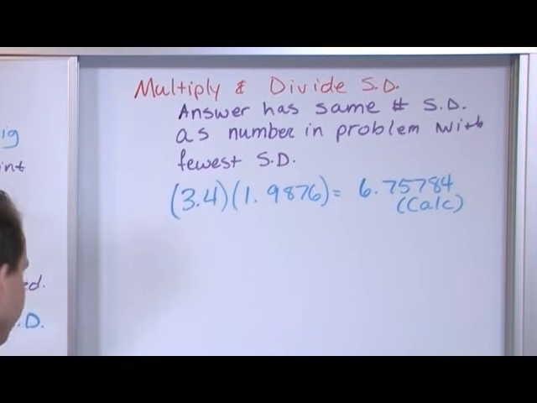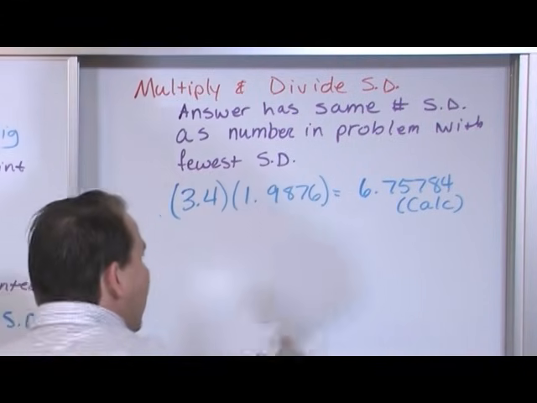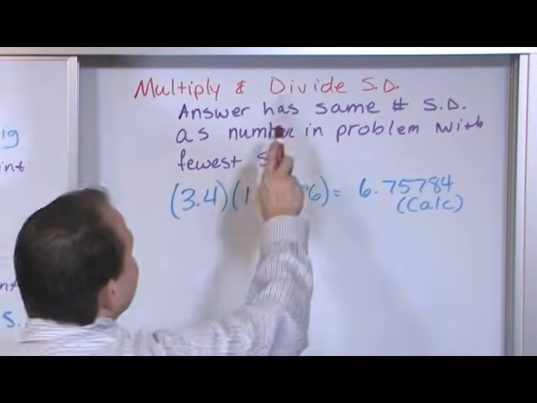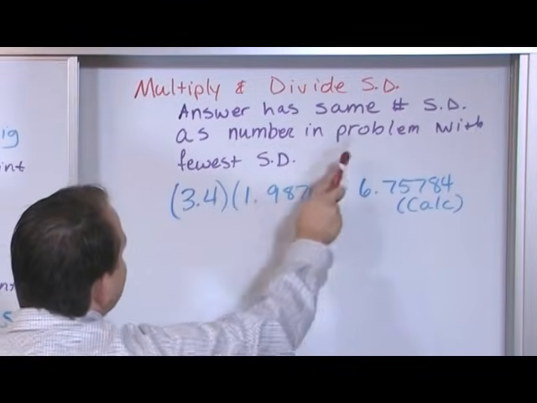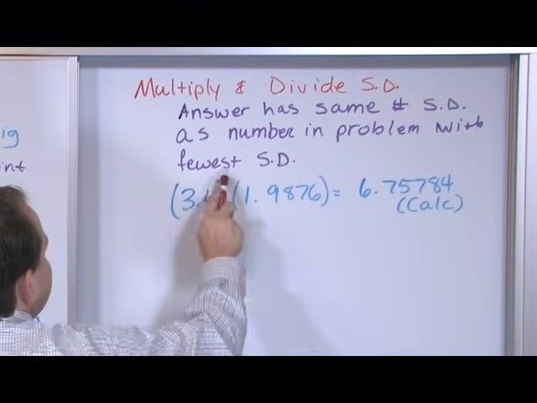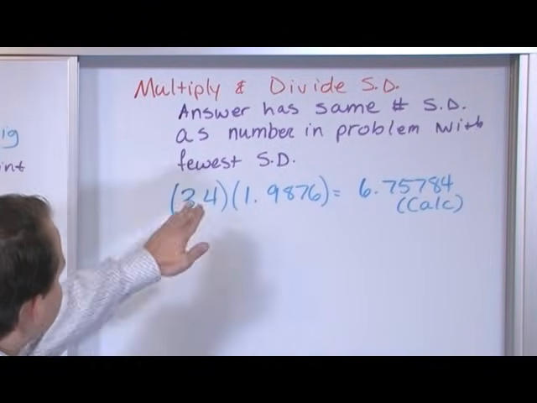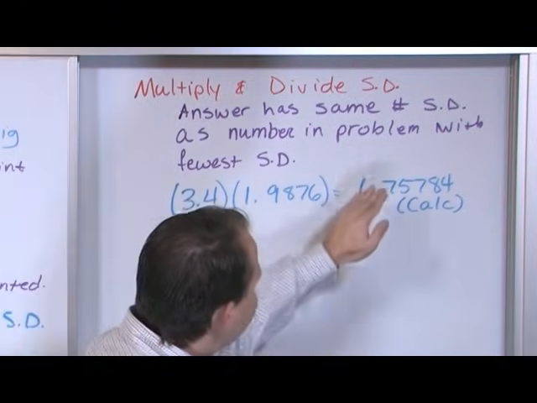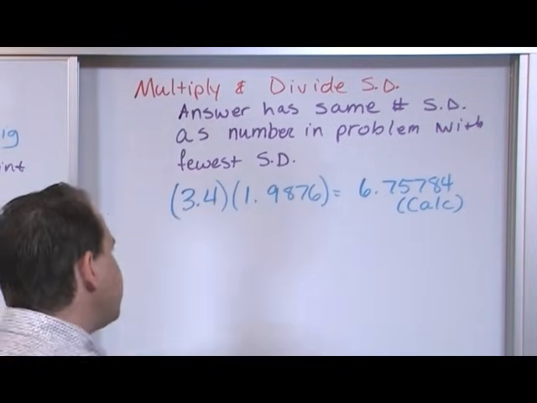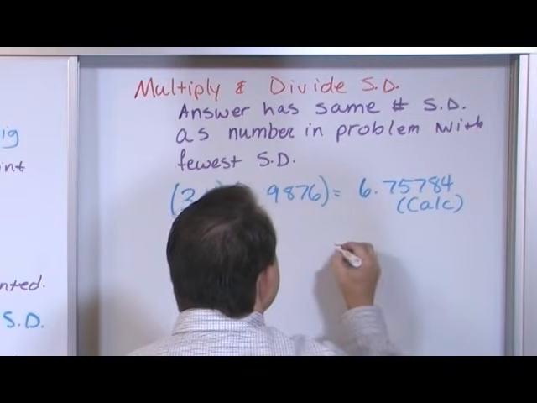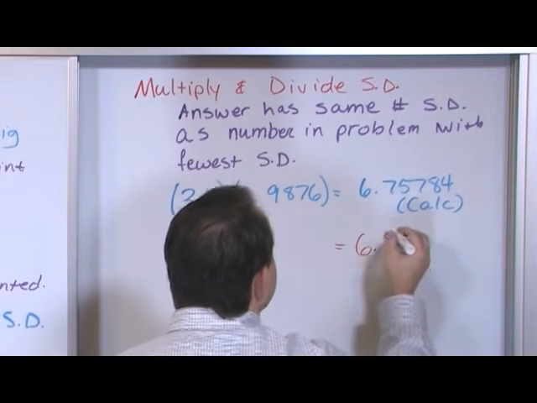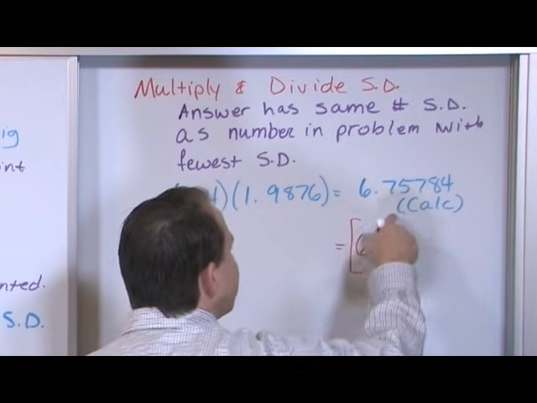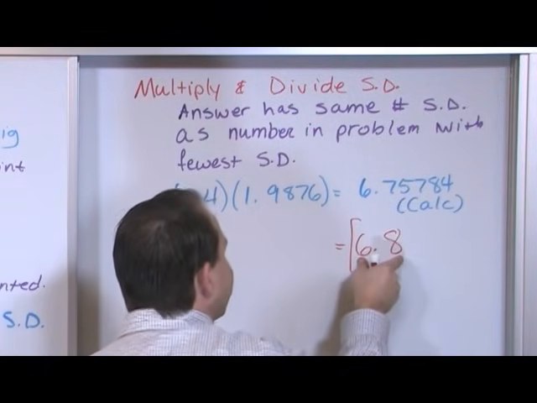So how many digits do I keep? Basically, I'm going to keep the same number of significant digits as the number in my problem with the fewest significant digits. In other words, this number has 2 significant digits. Therefore, my answer must have 2 significant digits. So the way I'm going to write that is 6.8. I'm going to round it here because I have a 5 here. This is going to round up to 8, and I'm going to truncate everything right there.